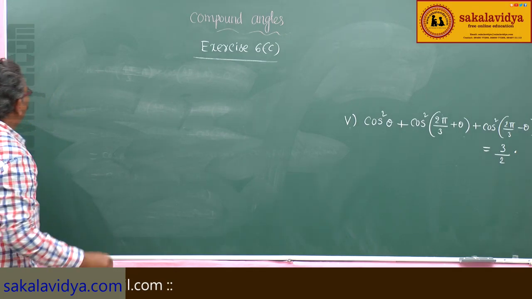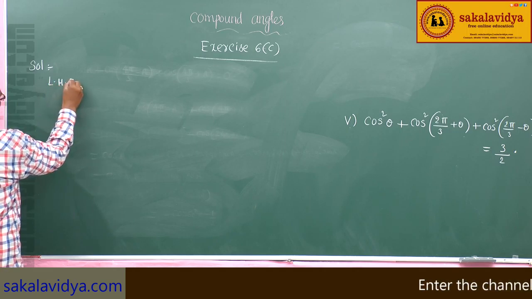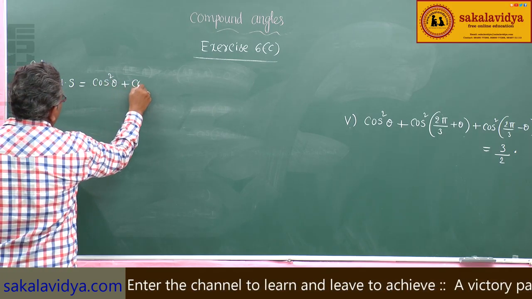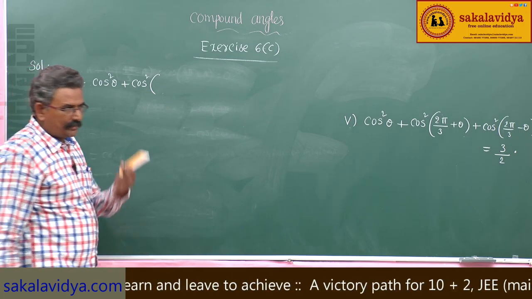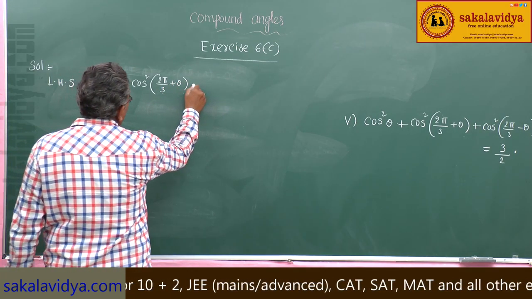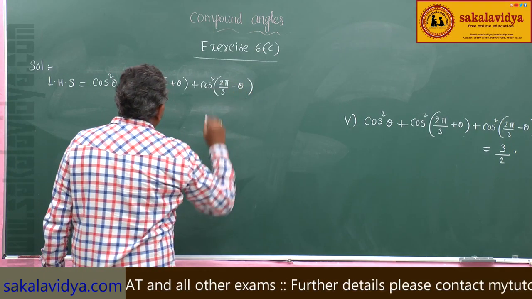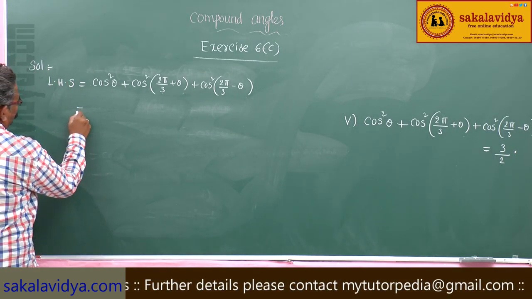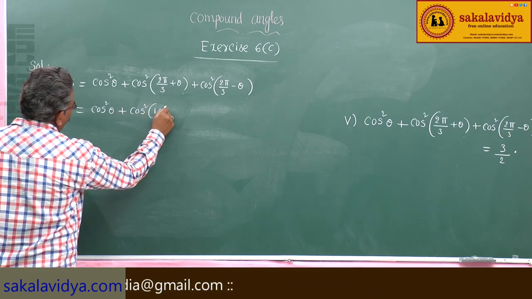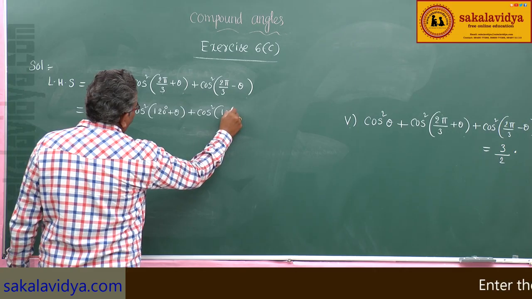Okay, now take the left hand side of the problem. Left hand side: cos square theta plus cos square of 2 pi by 3 plus theta plus cos square of 2 pi by 3 minus theta. 2 pi by 3 means 120. So cos square theta plus cos square of 120 degrees plus theta plus cos square of 120 degrees minus theta.